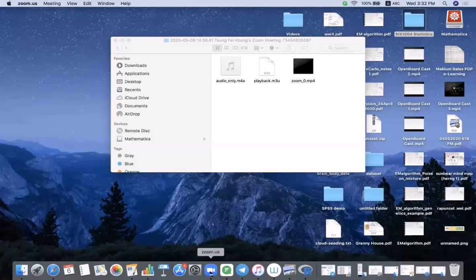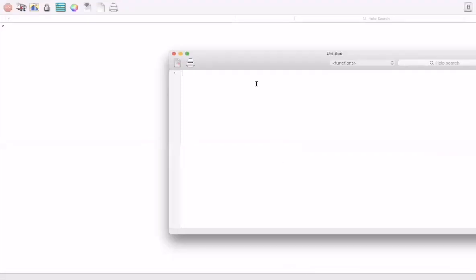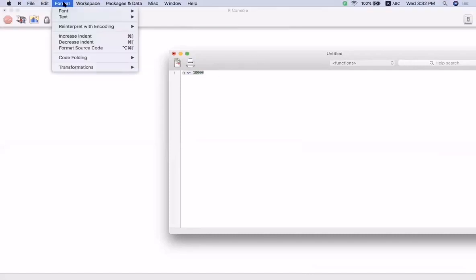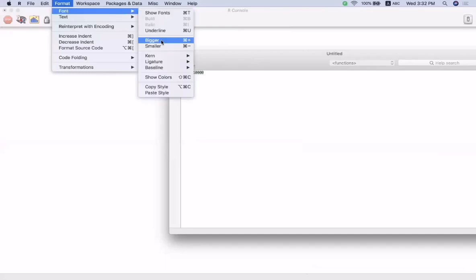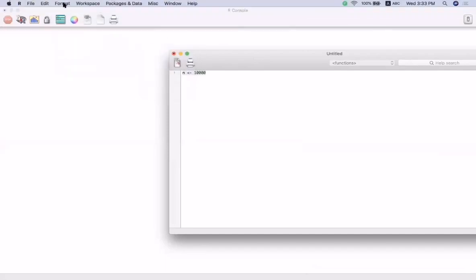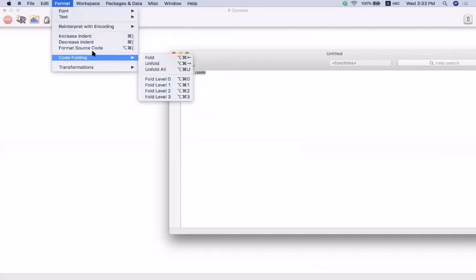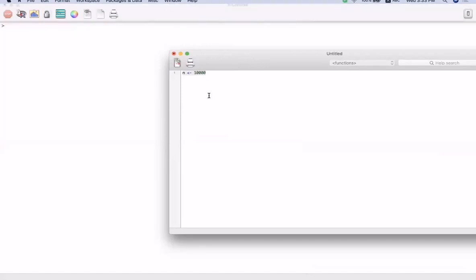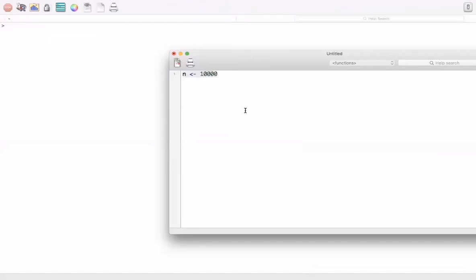Okay, so this is an R demo to show you how to use importance sampling to do the comparison. As usual, first we have, let's say, 10,000. Increase the font, so maybe a larger font here.